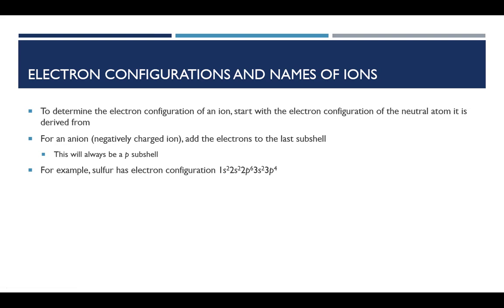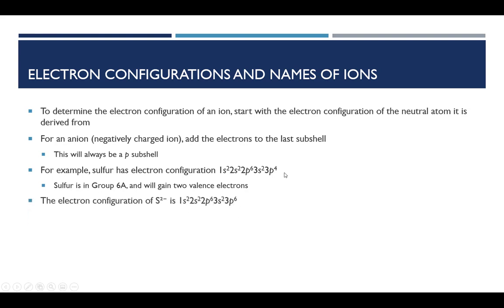Sulfur is in group 6, and we already saw that that means it wants to gain 2 valence electrons to get to 8. And so those 2 electrons will go into the last subshell, 3p, and that leaves us with 3s2, 3p6, 8 electrons, or an octet in the valence shell. And this is now our new ion.